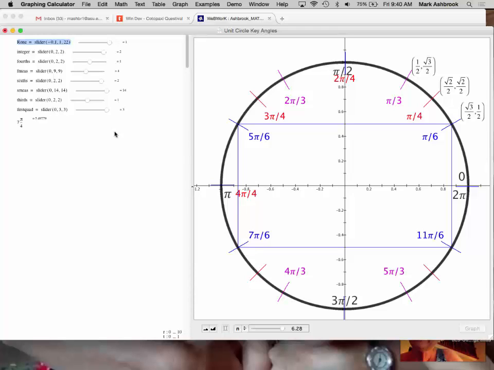And then, of course, at angle 0, what is our cosine and sine? Cosine is 1, sine is 0. You're 1 radius length to the right, 0 radius lengths up. And at pi over 2, cosine is 0, or 0 radius lengths right or left, and 1 radius length up.